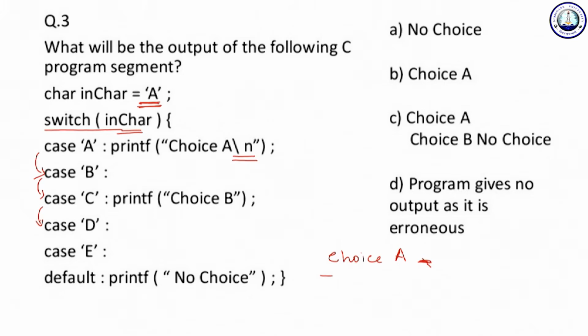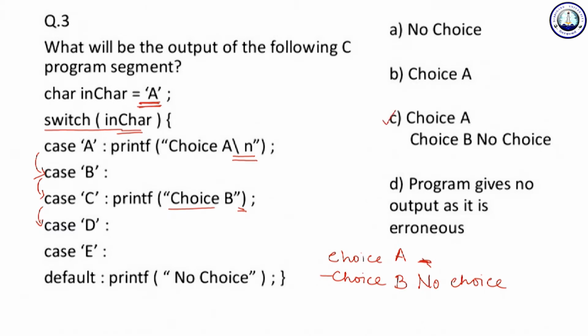So, from case B, then coming to case C, choice B. So, choice B you will write here, then here no break statement, then coming to case D, case C, then default, as there is no slash n concept here. So, no choice will also be written in the same line. Okay. So, this is the answer. So, your answer is C for this question.